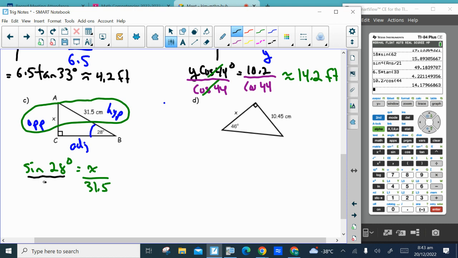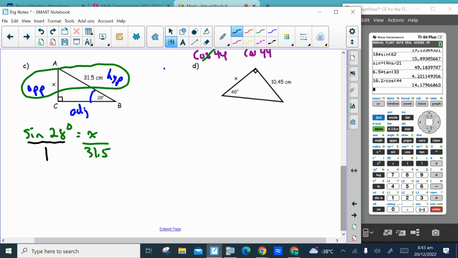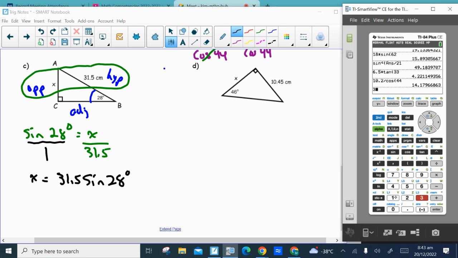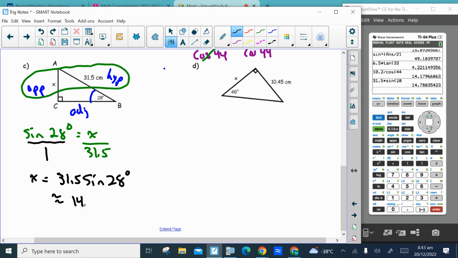Make both sides a fraction, and then cross multiply. 1 times x will equal 31.5 times the sine of 28 degrees. So that's what we're going to put in our calculator. So approximately 14.8. And that'll be in centimeters, the same unit as the hypotenuse.